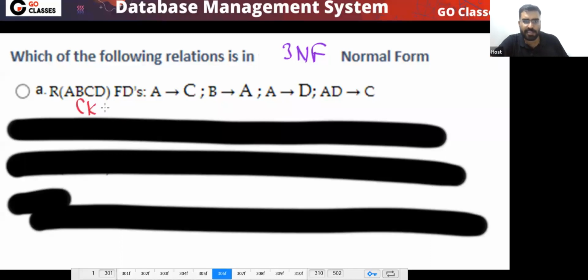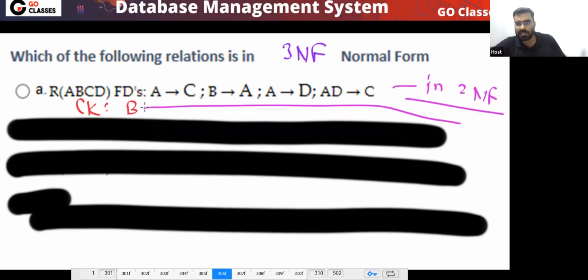So first you find what the candidate keys are. Here, A to B. We have already done this, please check your copy. What is the candidate key here? So you can notice B. B, A, C, D. Yes. So that is B, this is your candidate key. So definitely this is in 2NF, because you have a single attribute candidate key. Because it is a simple candidate key, this is in 2NF.